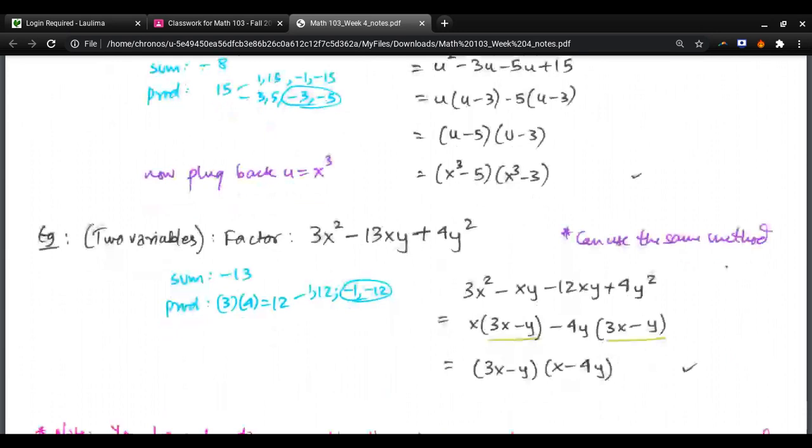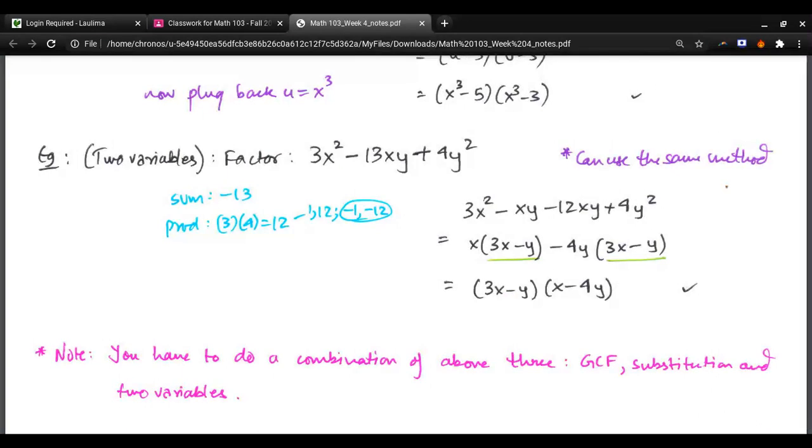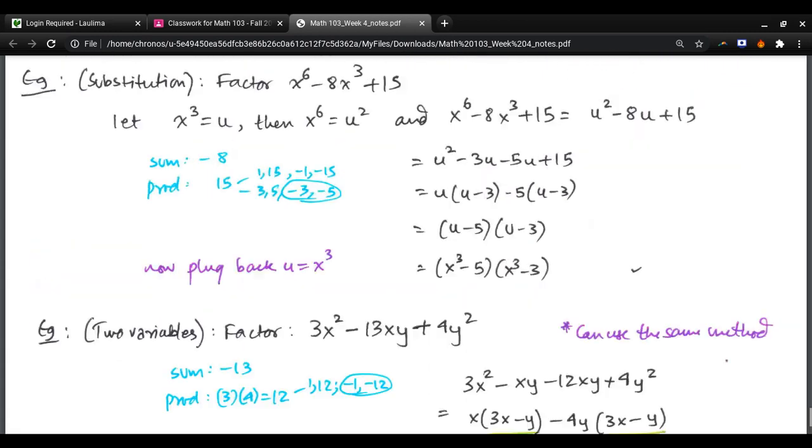Sometimes you may have two variables. We can use the same method. So the sum needs to be negative 13, and the product needs to be 3 times 4, 12. So sometimes you may have to do a combination of substitution, taking GCF, and there might be two variables involved. So it's good to know all these tricks. That's it.